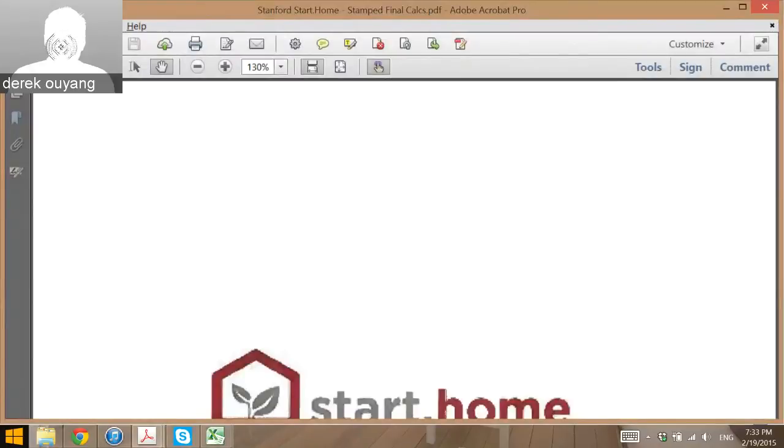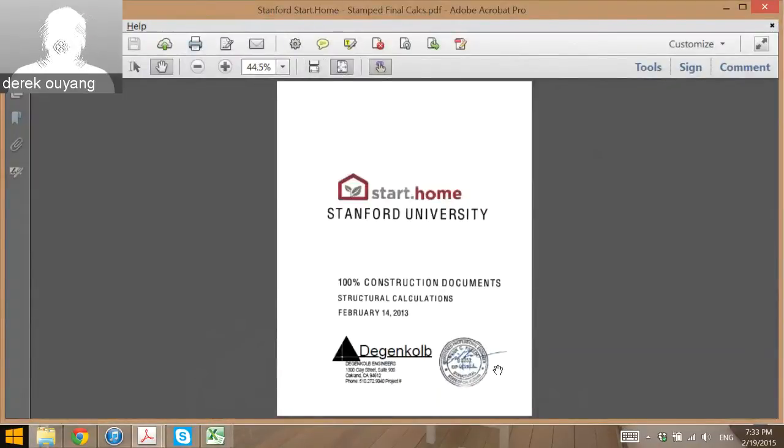So this is the calculations. First of all, notice it's 188 pages. And also notice the stamp. So this is the licensed structural engineer we work with, Dagan Kobe out of Oakland. And the one guy there was a Stanford alum, but he was first and foremost a mentor through the process. But the structural engineers at Stanford did everything, and then he just put his stamp on it once he reviewed it. And so this really was designed by Stanford students.